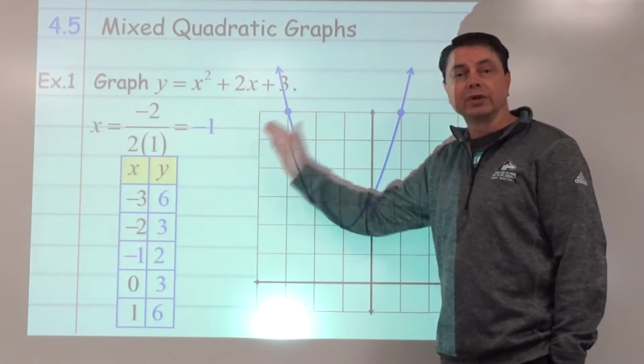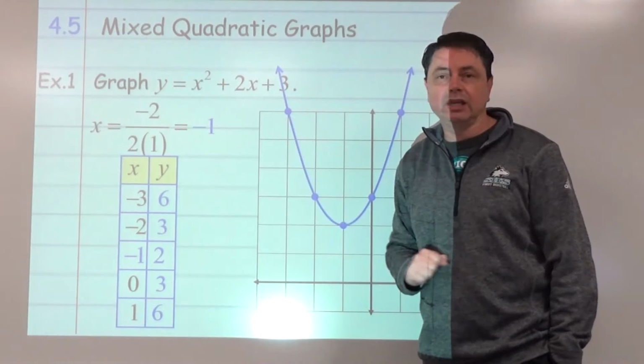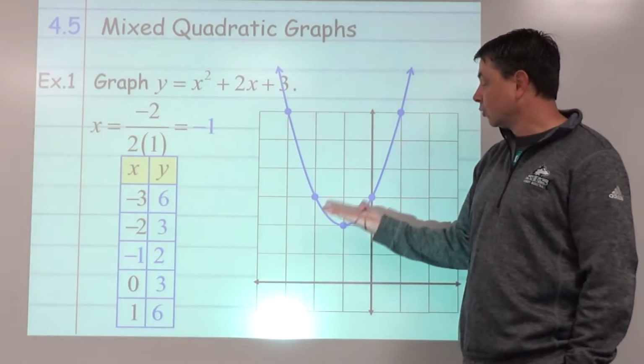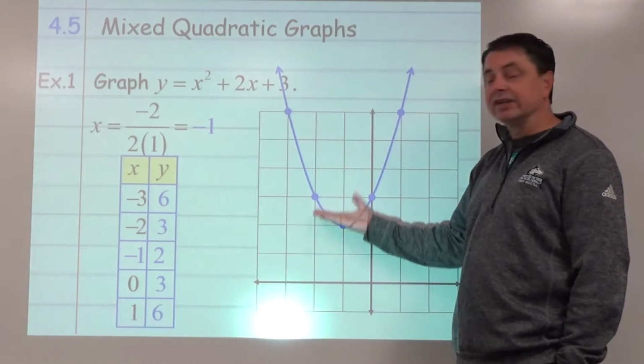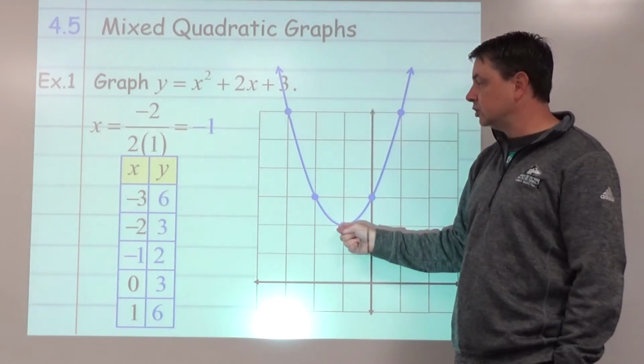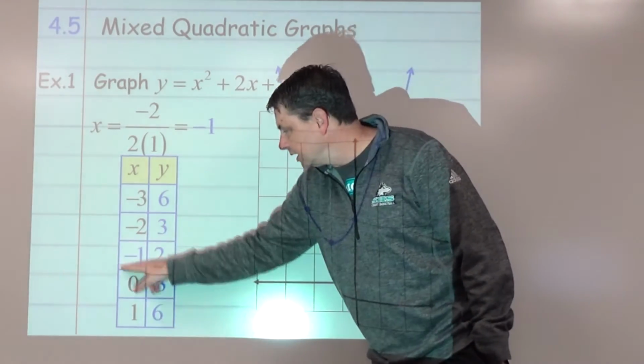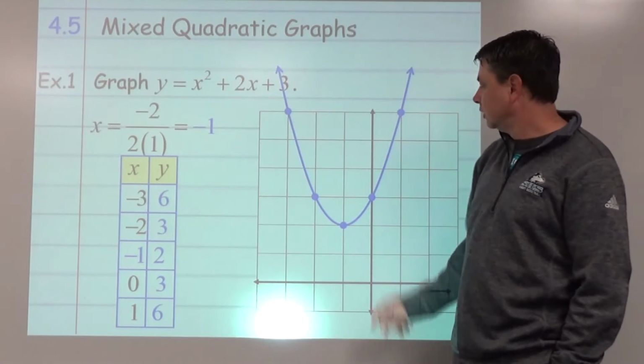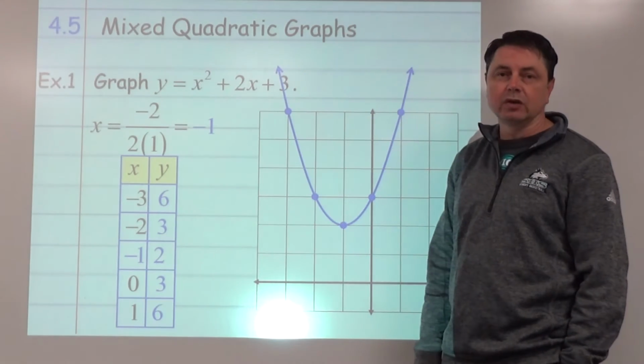Domain would be all real numbers. We can substitute in any value of x. Range would be y is greater than or equal to negative 2. Vertex is right here, negative 1, 2. Y-intercept we can see there, 0, 3.